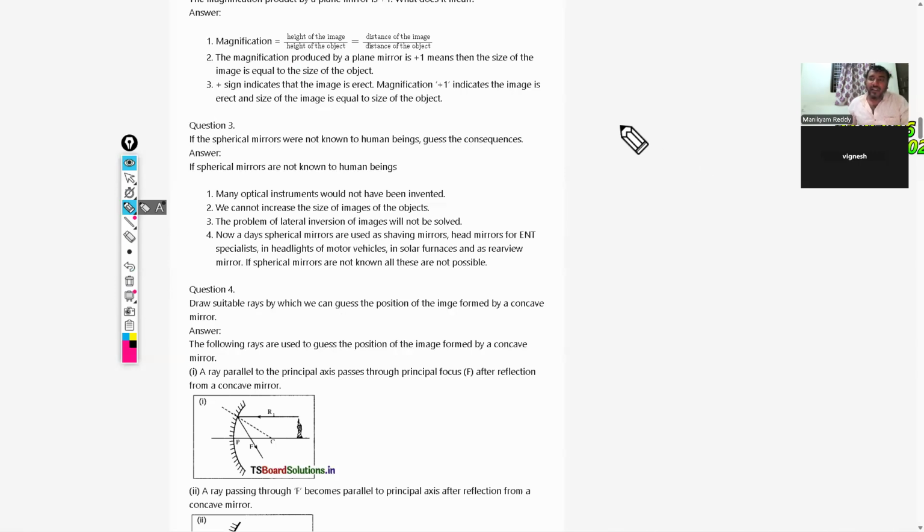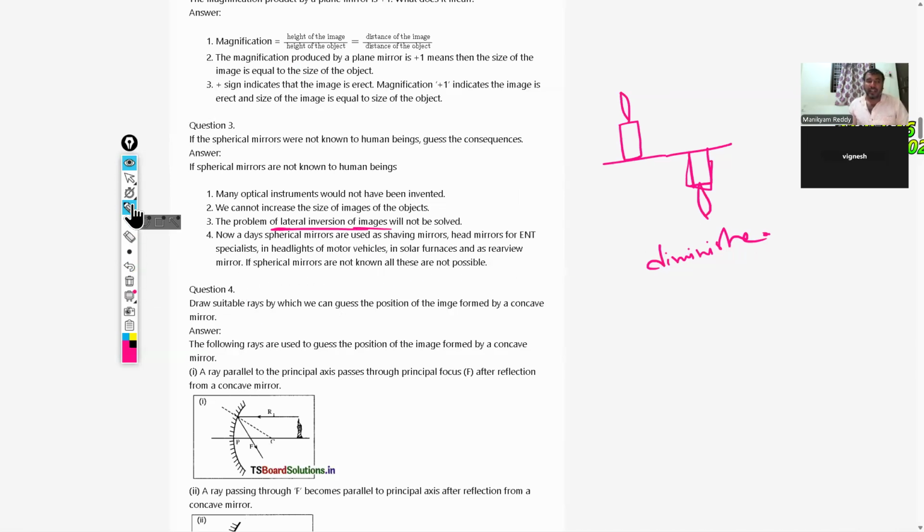Inversion means why the images are in reverse mode. Why the images are inverted, we can't explain, if spherical mirrors are not invented. Why these are enlarged, we can't explain. Why these are diminished, we can't explain. These are the problems of lateral inversion. The inverted image we can't explain, the diminished image we can't explain.